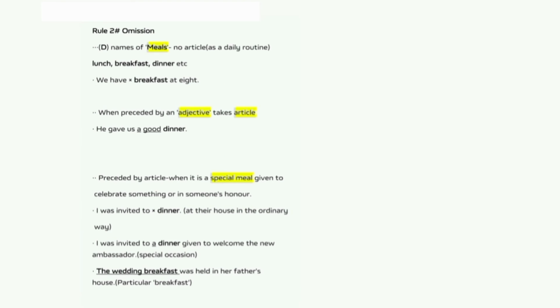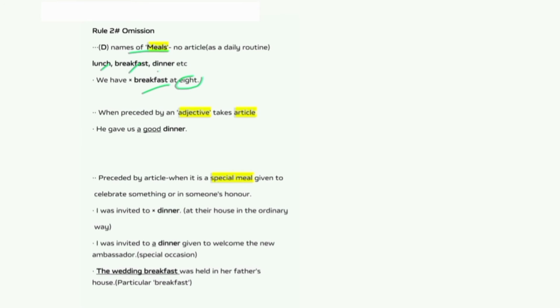Normally, we use no article before names of meals, like lunch, breakfast, dinner. As in the sentence, we have breakfast at 8. It means we are used to taking breakfast at 8. It is our daily routine.